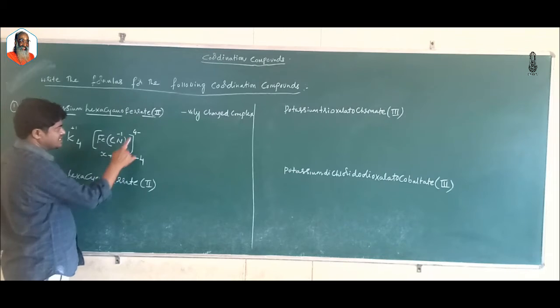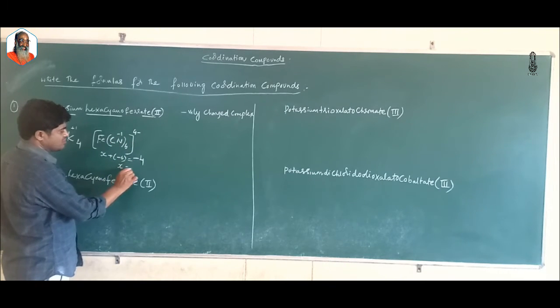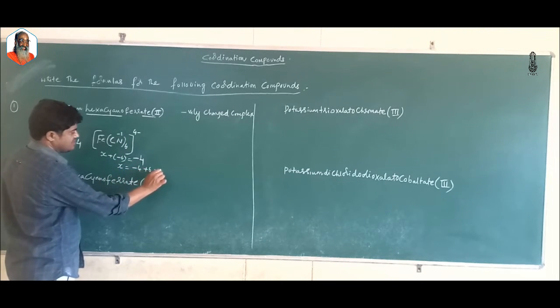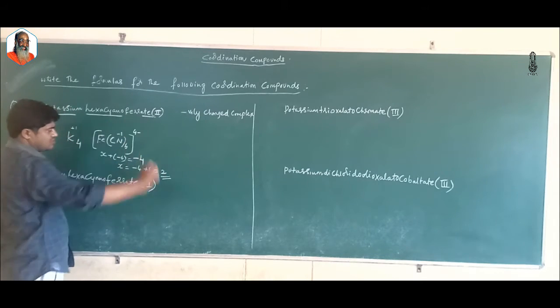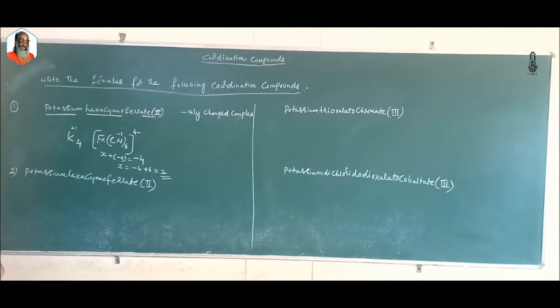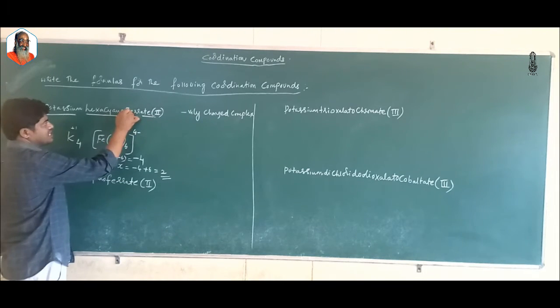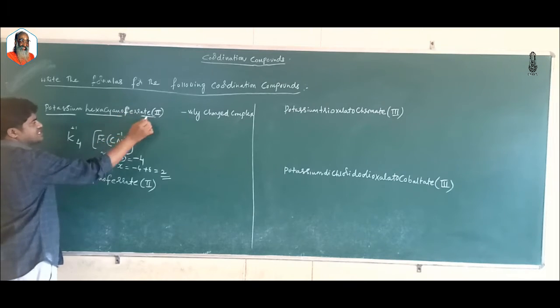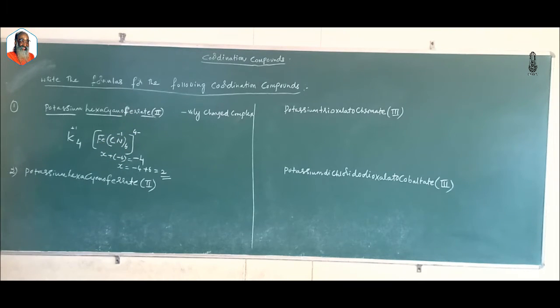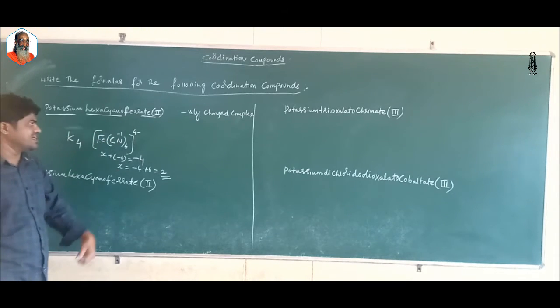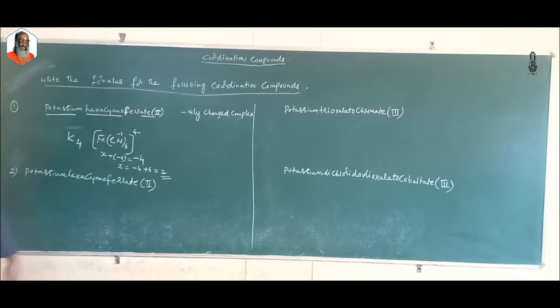So X plus -6 is equal to -4. X is equal to what? -4 plus 6, what is it? 2. That is how you got it. Iron, that is ferrate. As it is a negatively charged complex, the name of the metal is ending with suffix ate. And there are 4 potassium ions outside the coordination sphere. K4[Fe(CN)6] is the formula for potassium hexacyanoferrate(II).